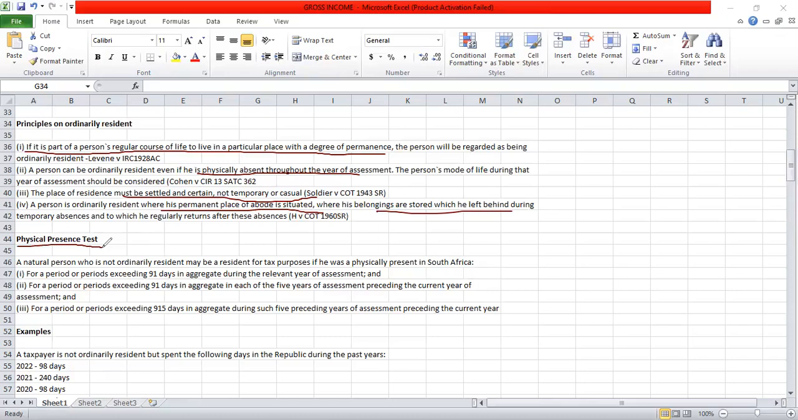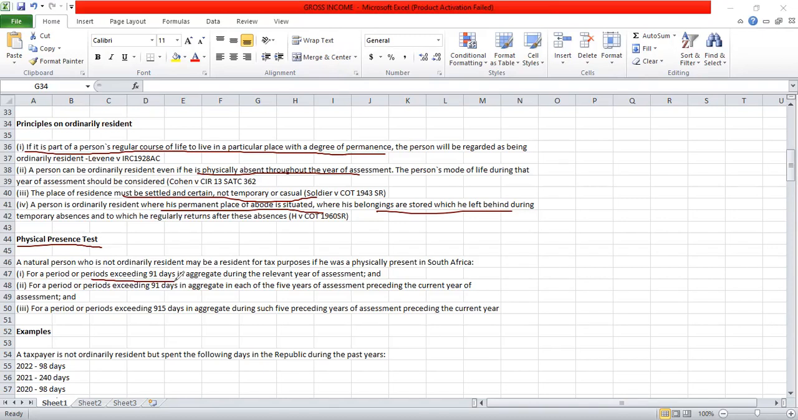Right. Now there are three conditions that can make you a resident in South Africa. Number one, you have been present in South Africa in the year of assessment for more than 91 days. So that means in the current year of assessment, you were physically present in South Africa for more than 91 days.